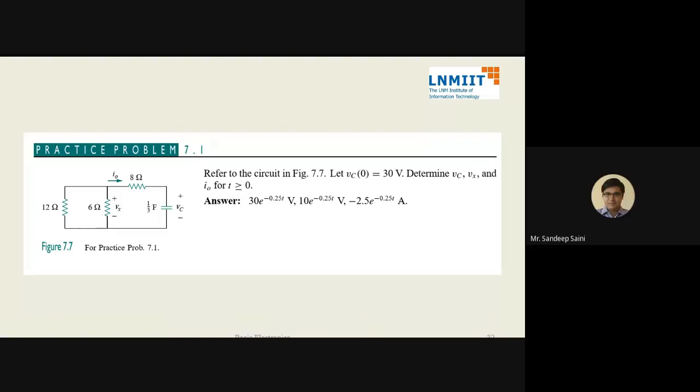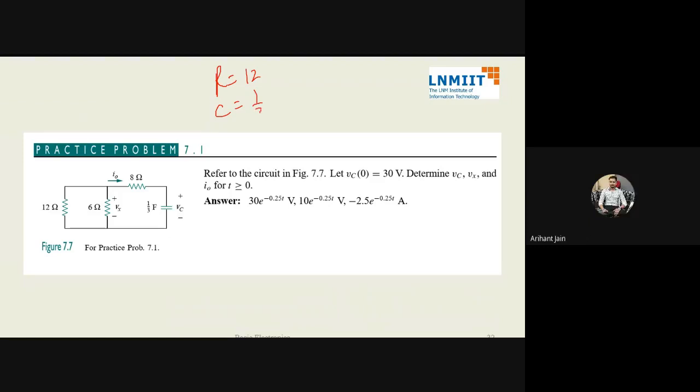Okay, start. The 12 and 6 ohm are in parallel, so they will make 4 ohm. Then 4 and 8 are in series, making 12. So the total resistance we get is 12.